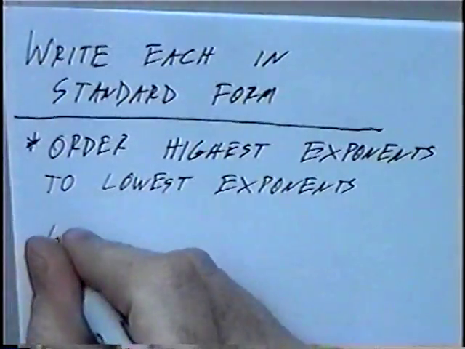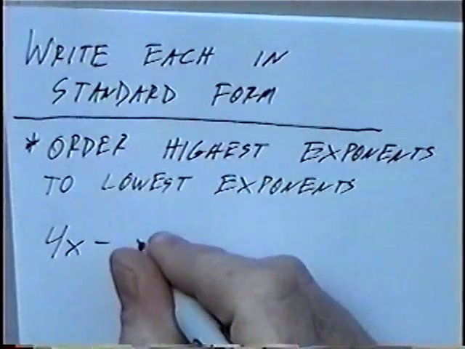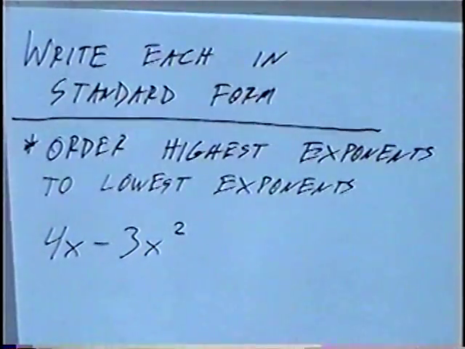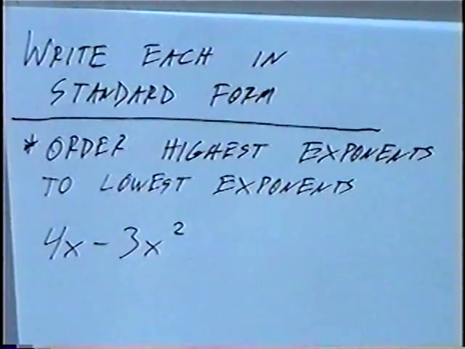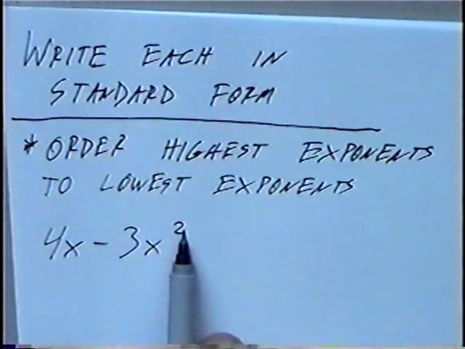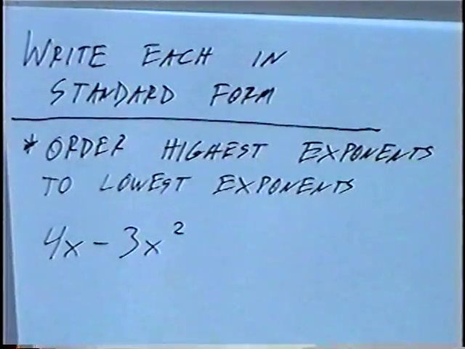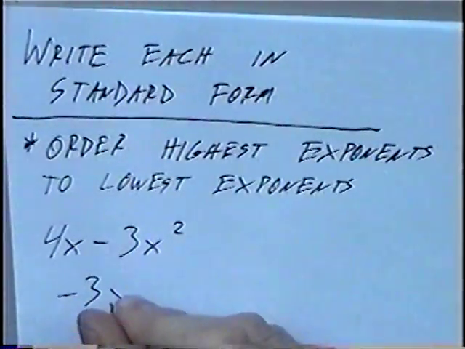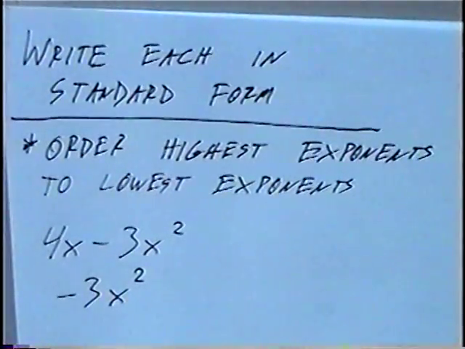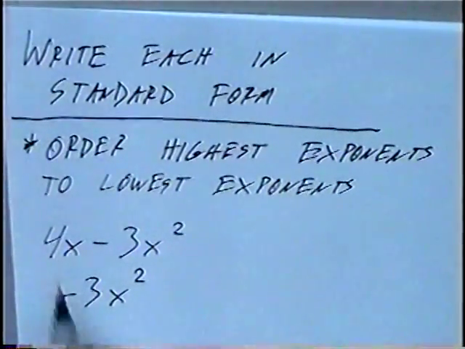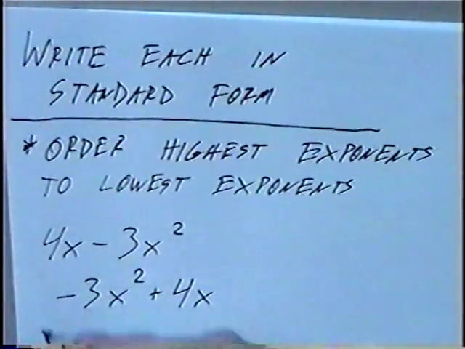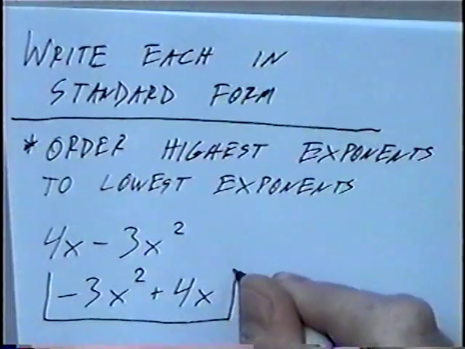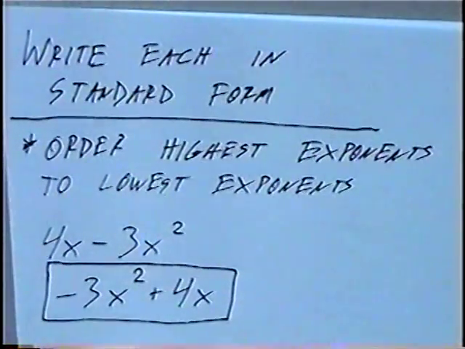First question is 4x minus 3x squared. To write in standard form again, we'll have the highest exponent. Looking at this expression, the highest exponent is 2, so the term minus 3x squared would be the first term since it has the highest exponent. And the next term, or the lowest exponent, 4x, since it's a positive 4x, we can put plus 4x. So in standard form, from highest to lowest exponents, negative 3x squared plus 4x.